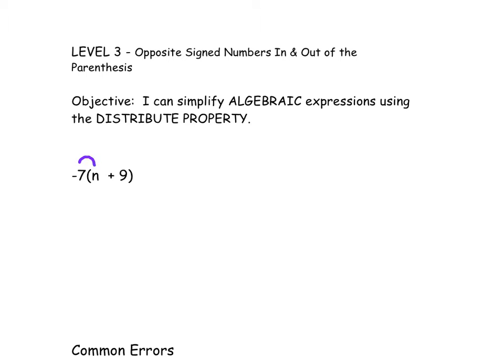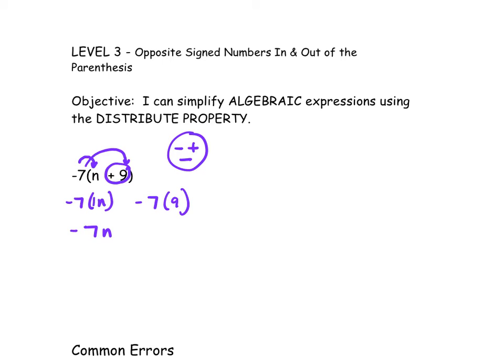We're going to take our negative 7 times n, or 1n, and then negative 7 times 9. And you're going to notice a plus sign in front of that 9. So I'm going to look at this like negative 7 times positive 9. So if I do this, I'm going to say negative 7n when I multiply, and negative 7 times positive 9. I'll use my marker face: negative 7 and positive 9 is negative. So I'm going to choose to write this negative 63 as a minus 63.